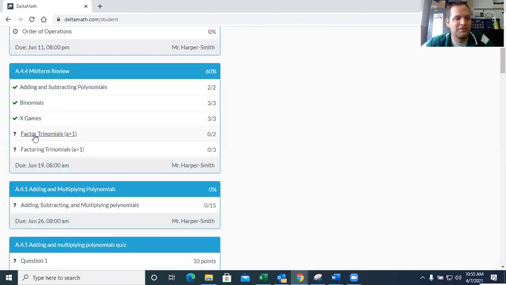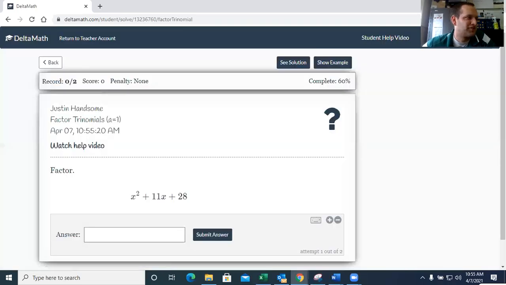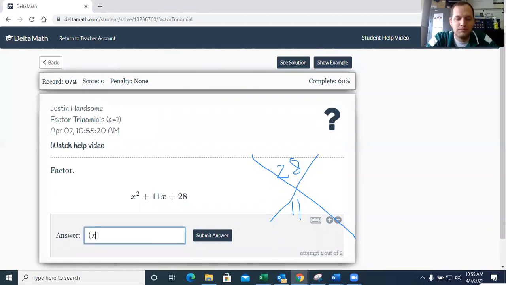Now we jump on to factoring trinomials. Remember, with factoring trinomials, it's just like the X game. The 28 goes on top, the 11 goes on the bottom. What two numbers multiply to be 28, but add to be 11? You think for a sec, see if you can get it. You guessed 4 and 7, you are correct.